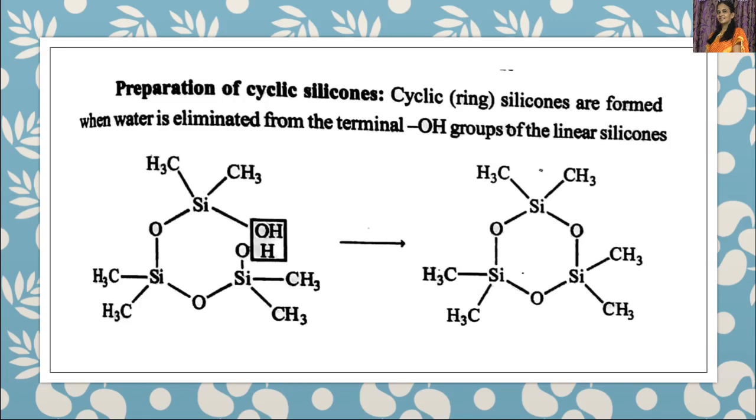This is cyclic silicone. So cyclic silicone is obtained when a water molecule is eliminated from the terminal OH groups of the linear silicone. This is the linear silicone, this is the terminal OH group of this end and the terminal OH group of this end. When a water molecule, H2O, is lost from these, we will get cyclic silicone.